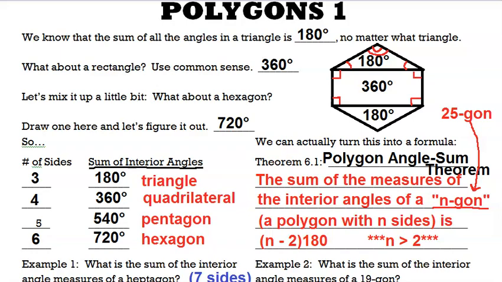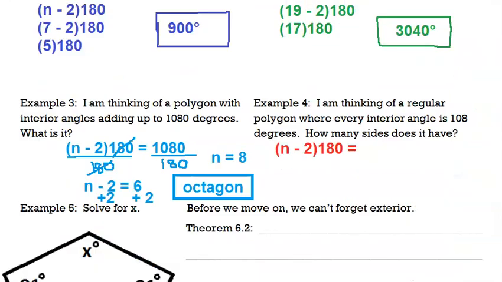So if I took that 108, because I know every angle is 108, and I multiplied it by however many angles there are, I should get the number I'm looking for. And since it has n sides, that means it also has n angles. Okay, so that is the secret to figuring out example 4.